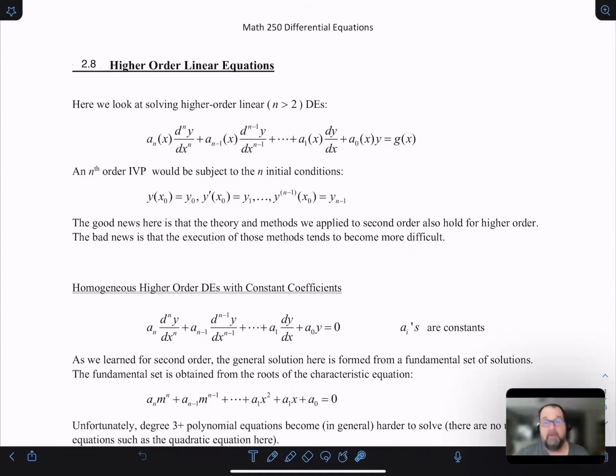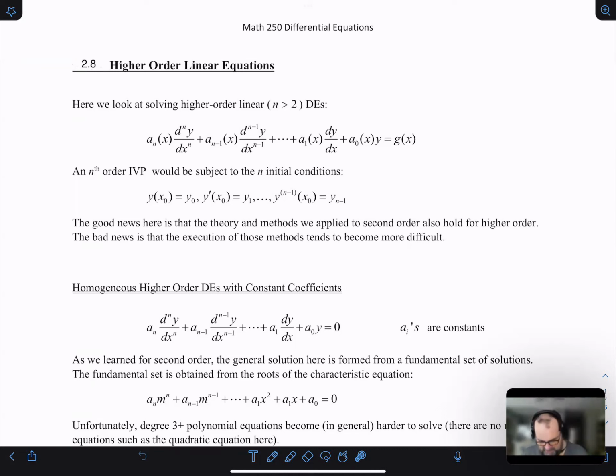from differential equations anyway. The bad news is that, of course, the execution of these methods and the algebra in these methods becomes a little trickier. So we're going to review a little bit of the algebra that we're going to need here.